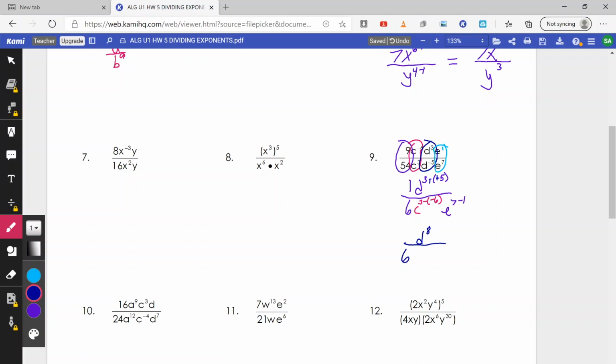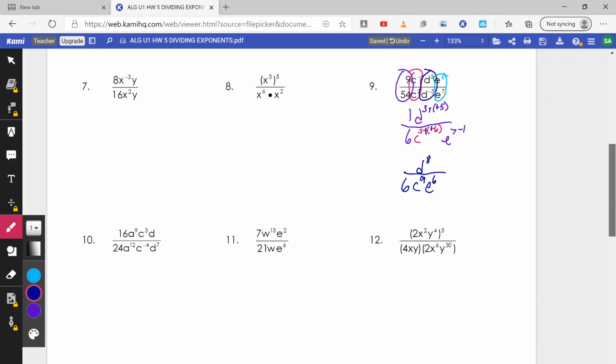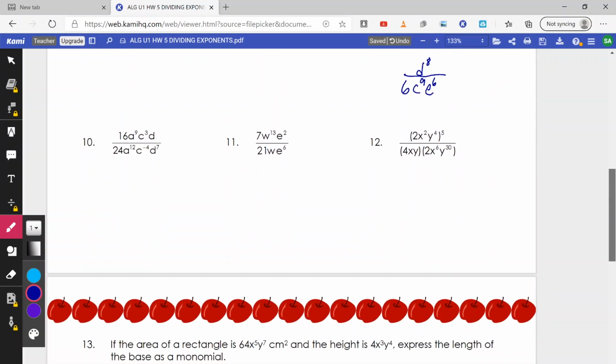We still have 6 on the bottom. 3 minus negative 6, I end up adding 6. So we have c to the 9. And then e, 7 minus 1, gives me 6. So simplified, we have d to the 8th over 6c to the 9th, e to the 6th.